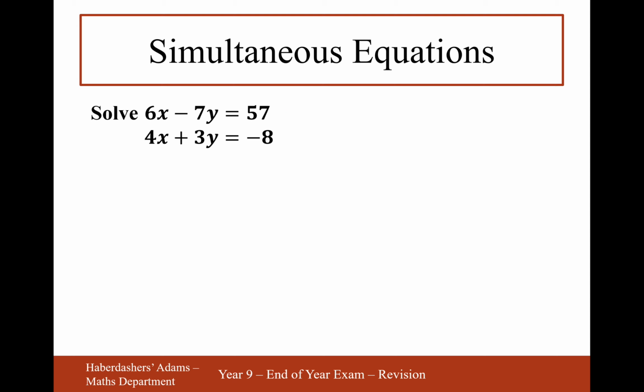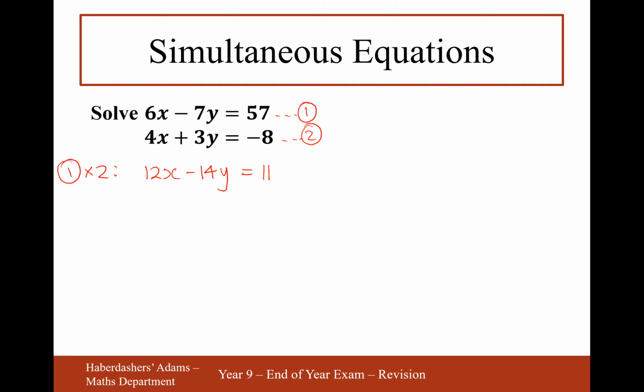Moving on to the next one. Now, what I've spotted here, just upon observation to start with, is that I could make the x letter 12 in both cases. And that'll be the easiest thing to do. So I'll take equation number 1 and double it. So take equation number 1 and times it by 2. And that will give me 12x minus, I'll multiply everything by 2, so 14y equals 57 times 2, that's 114.